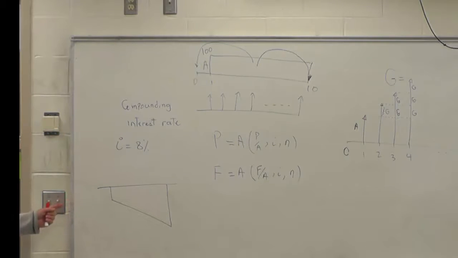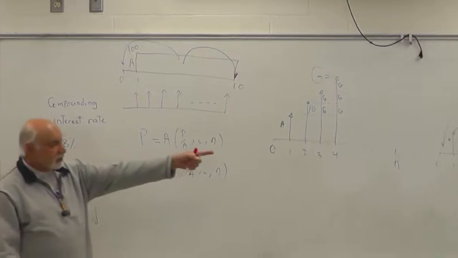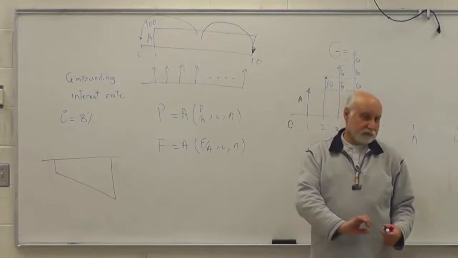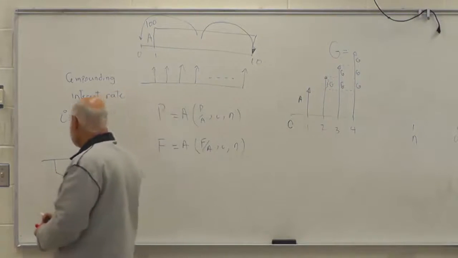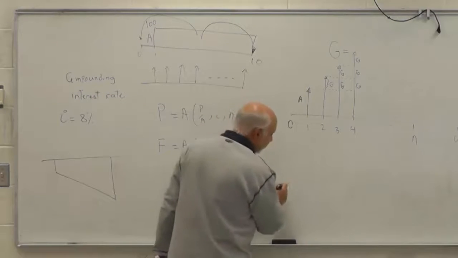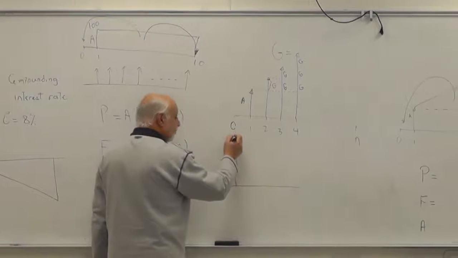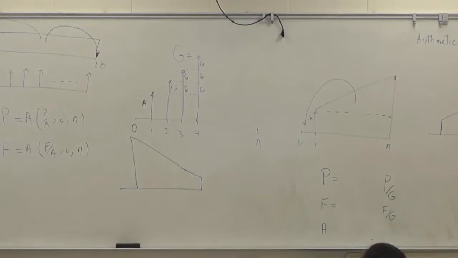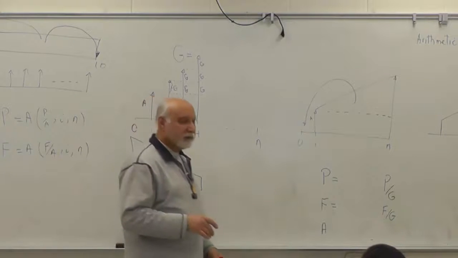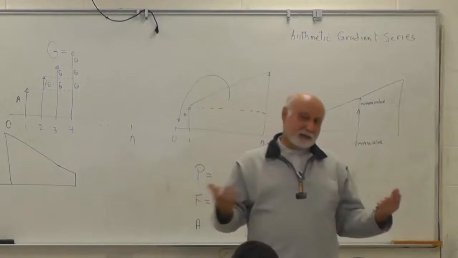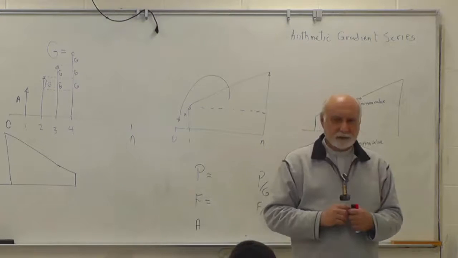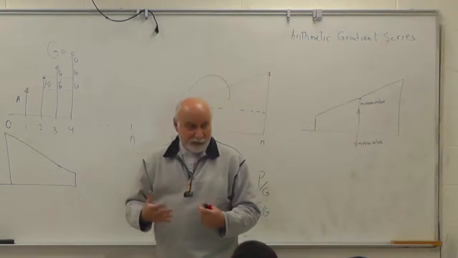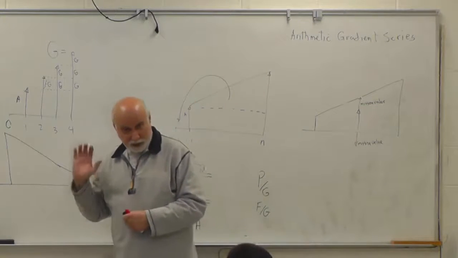How do you find the present worth of this? It's similar to that one, or similar to this one, except that the numbers are negative. What if the series is like this? What is the difference in here? The values are decreasing, so what is the difference? Yes, but what would be the difference in the formula? The difference in the formula is that G in here is negative. In this case, G is negative.